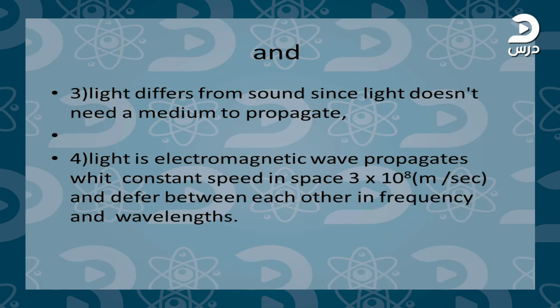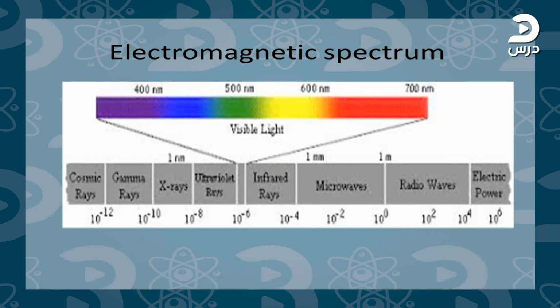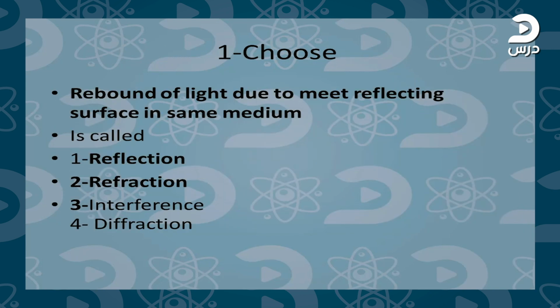Light is electromagnetic wave propagate with constant speed in space 3 times 10 power 8 meter per second and differ between each other in frequency and wavelength. ده الشيب of electromagnetic wave. في هنا gamma ray and X-ray and ultraviolet and visible light. والvisible في 400 نانومتر، 500 نانومتر، 600 نانومتر، 700 نانومتر. وفي الميكروويف والراديو ويف والإلكتريك باور. ده الإلكترومagnetic spectrum.